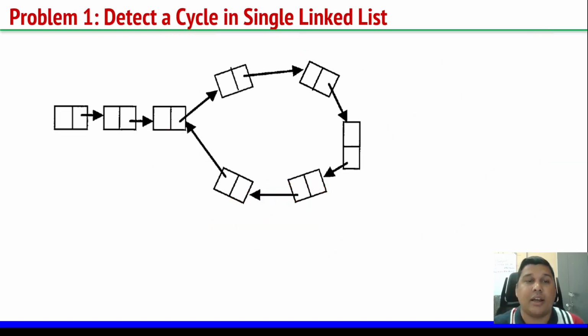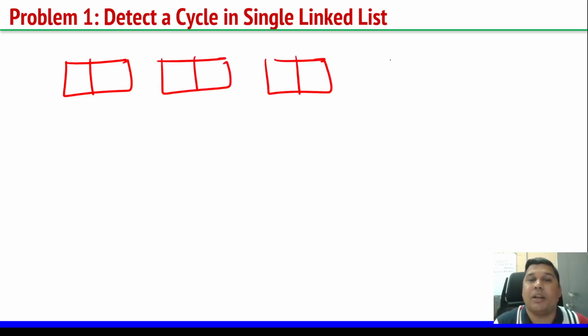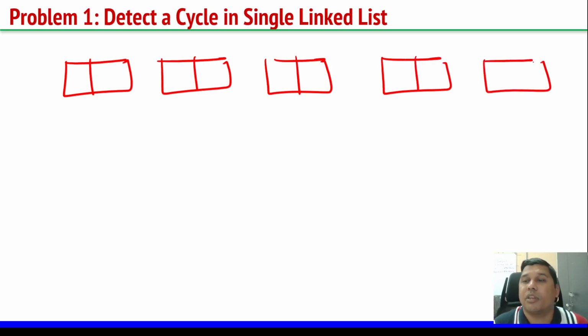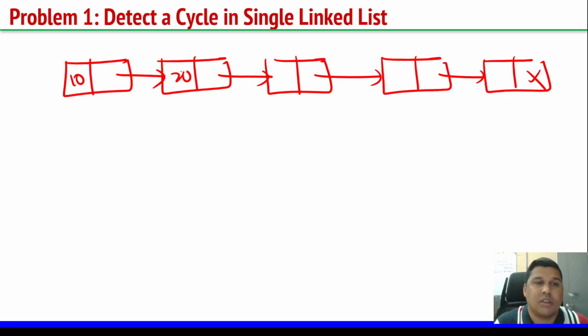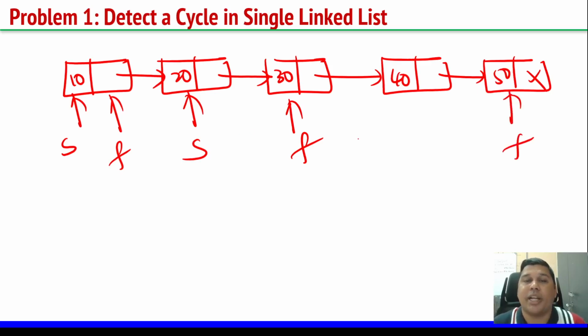Let us take a simple example like this. Suppose I have a list which does not have a cycle. So we are taking 2 pointers, a slow pointer and a fast pointer. After iteration 1, what will happen? This is your fast pointer, this is your slow pointer. After iteration 2, this is your fast pointer and this is your slow pointer, right.